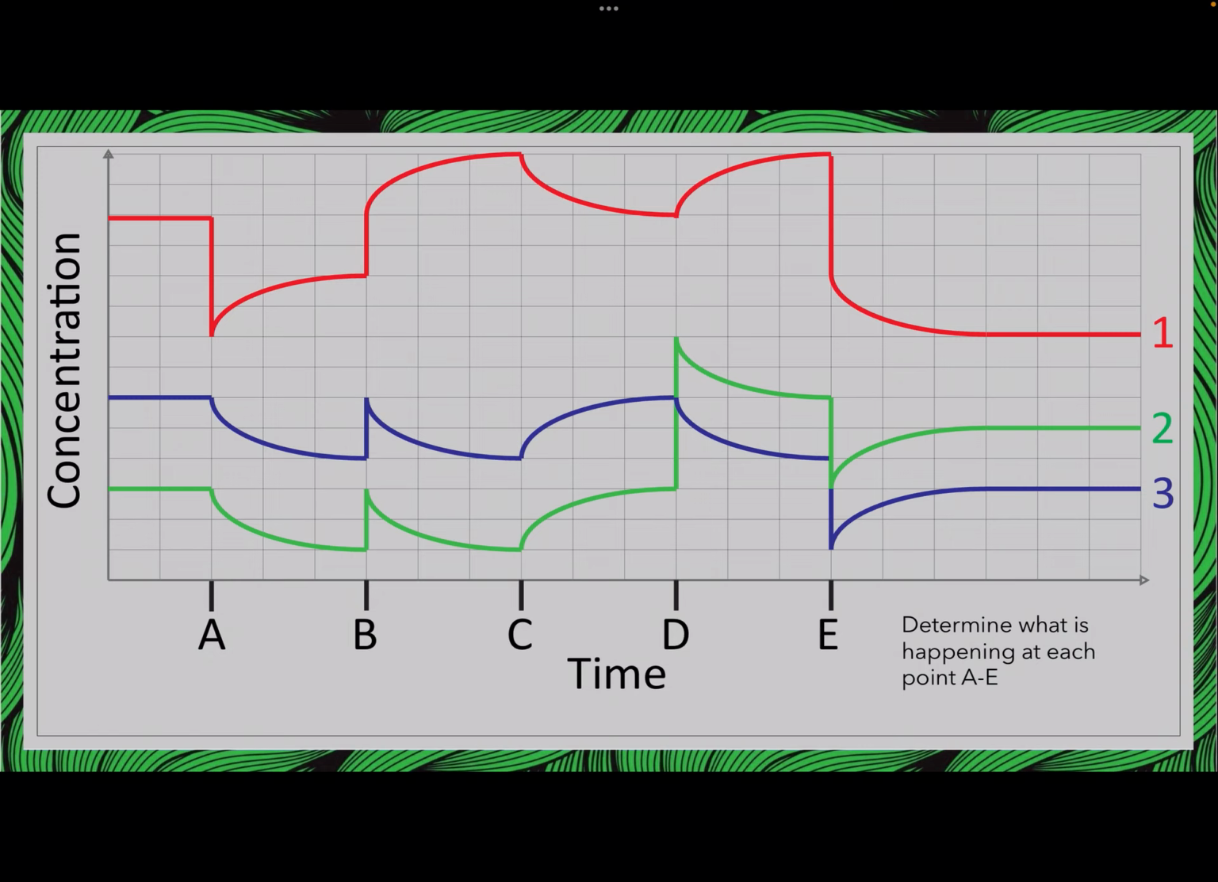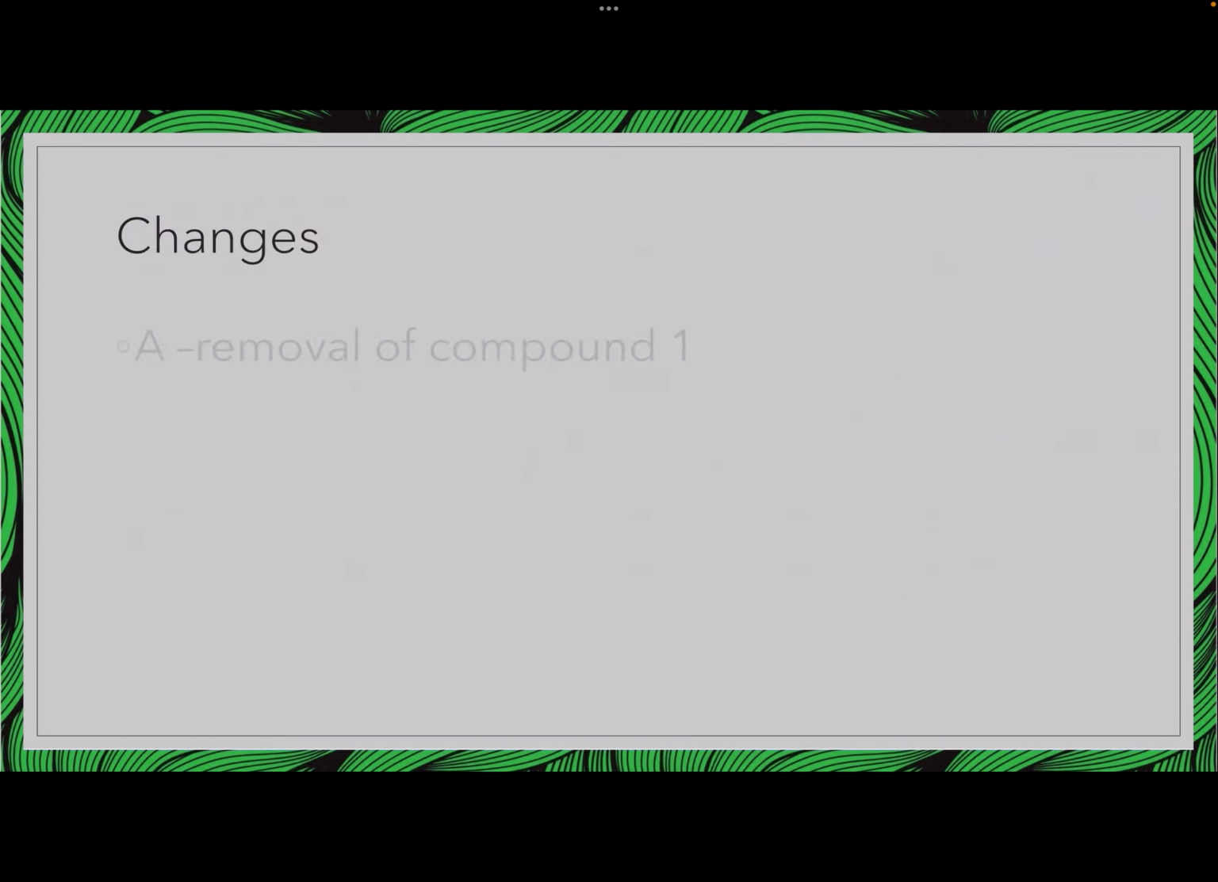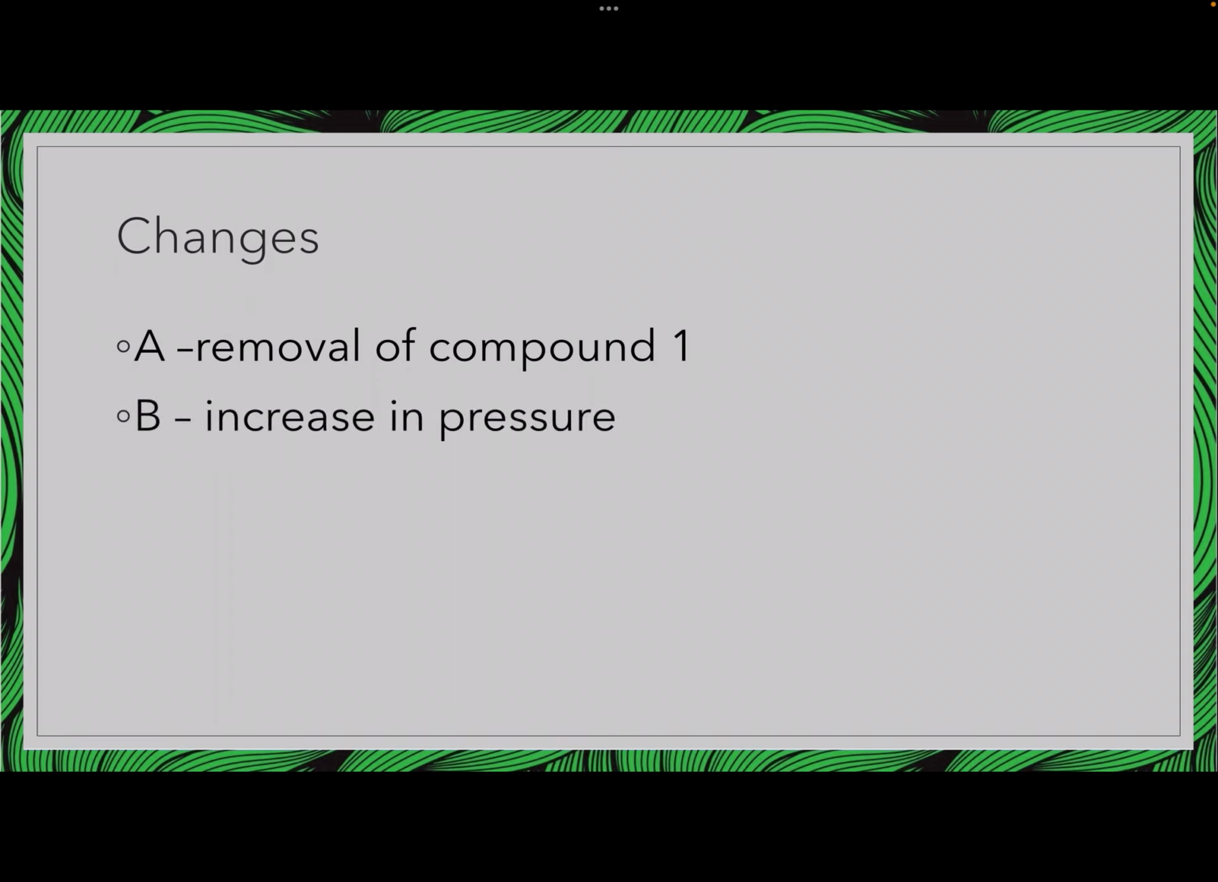Okay, so here are the answers. The first one is a removal of compound 1. You can see that the concentration of compound 1 suddenly drops at time point A. After that, the equilibrium moves to minimize the change by making more compound 1. At B, it's an increase in pressure, so we can see the concentrations of all of the reactants and products spike up, and then slowly come to their new equilibrium to minimize the change.